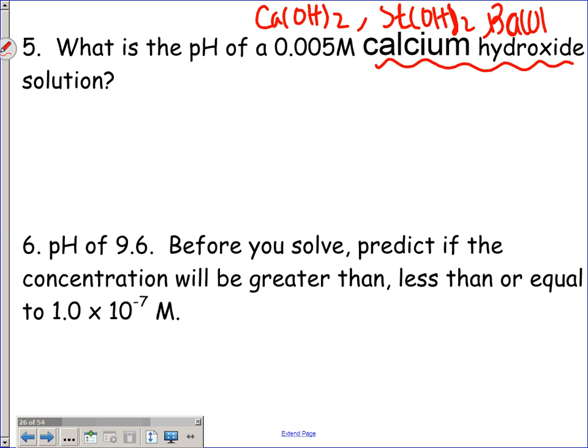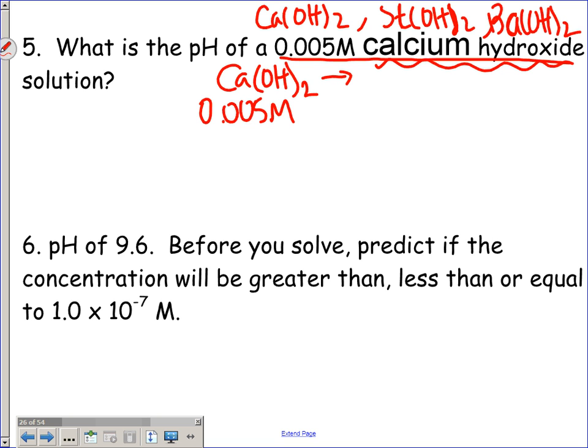These 3 bases do something special that the other bases don't do. For example, write this down for yourself. Calcium hydroxide has 2 hydroxides, and I'm telling you your concentration of calcium hydroxide is 0.005 molar. When this ionizes or dissociates, it doesn't only make calcium, it makes hydroxide, right? So that's Ca2+, but how many hydroxides? 2. It makes double the concentration of hydroxide. You will never, ever, ever do this with an acid. You will only do it with these 3 bases.